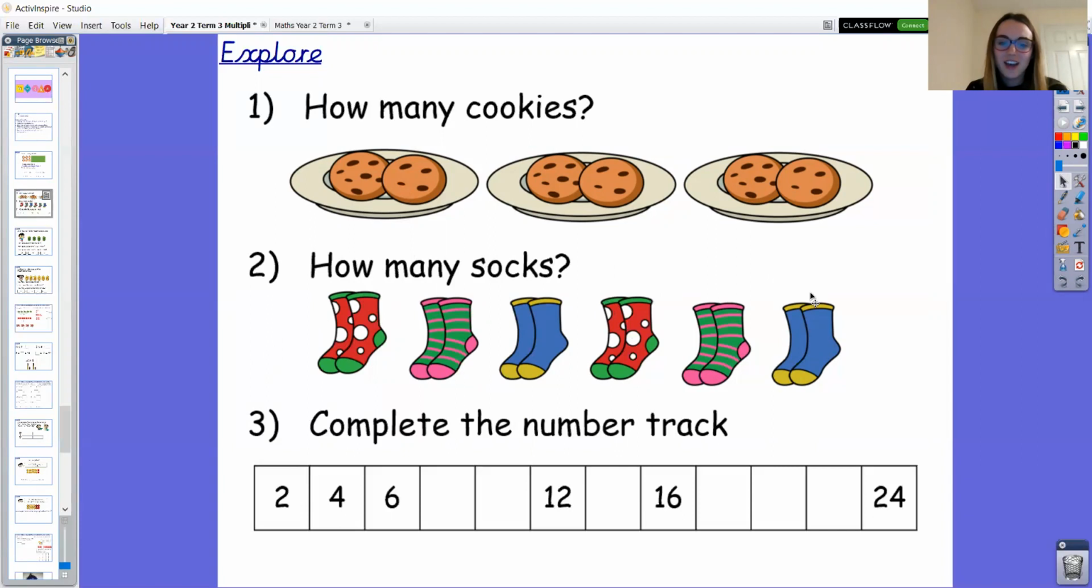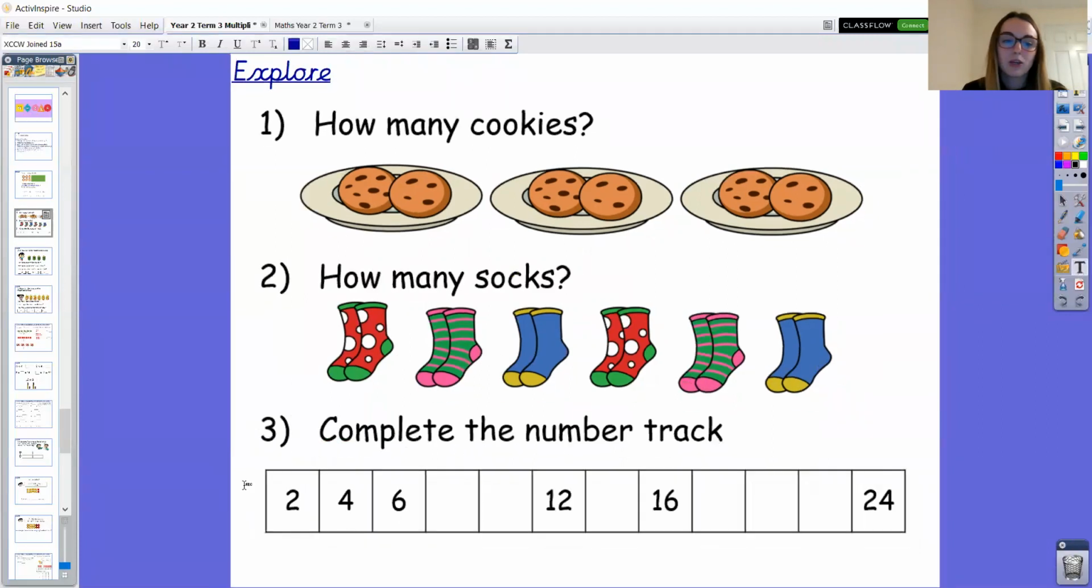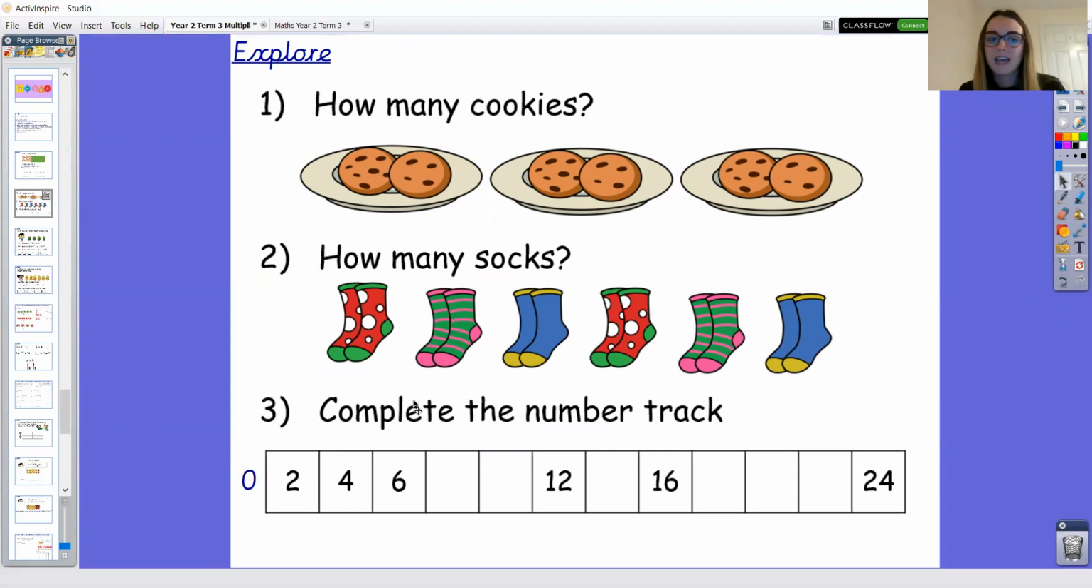Well done. Okay, let's move on to the number track. Oh, I notice that the number track doesn't begin at the beginning. What's that very special number that can often get forgotten? Well done, 0, because 2 less than 2 is 0. Brilliant.